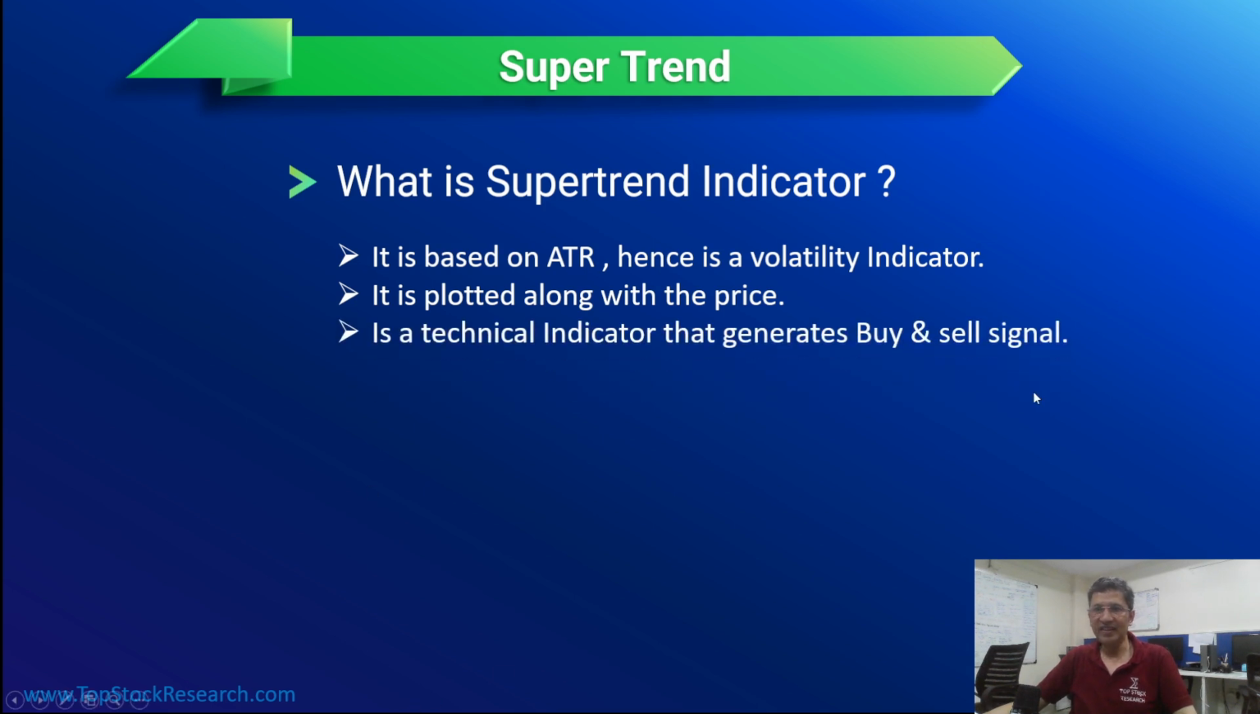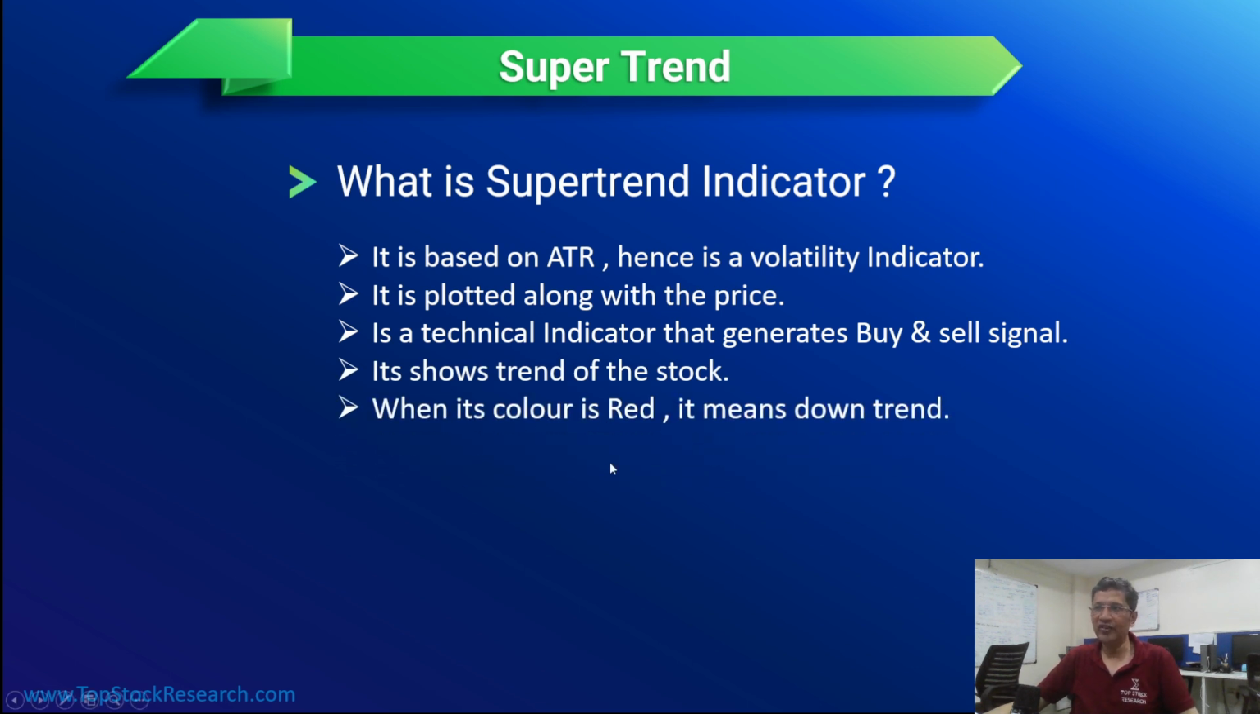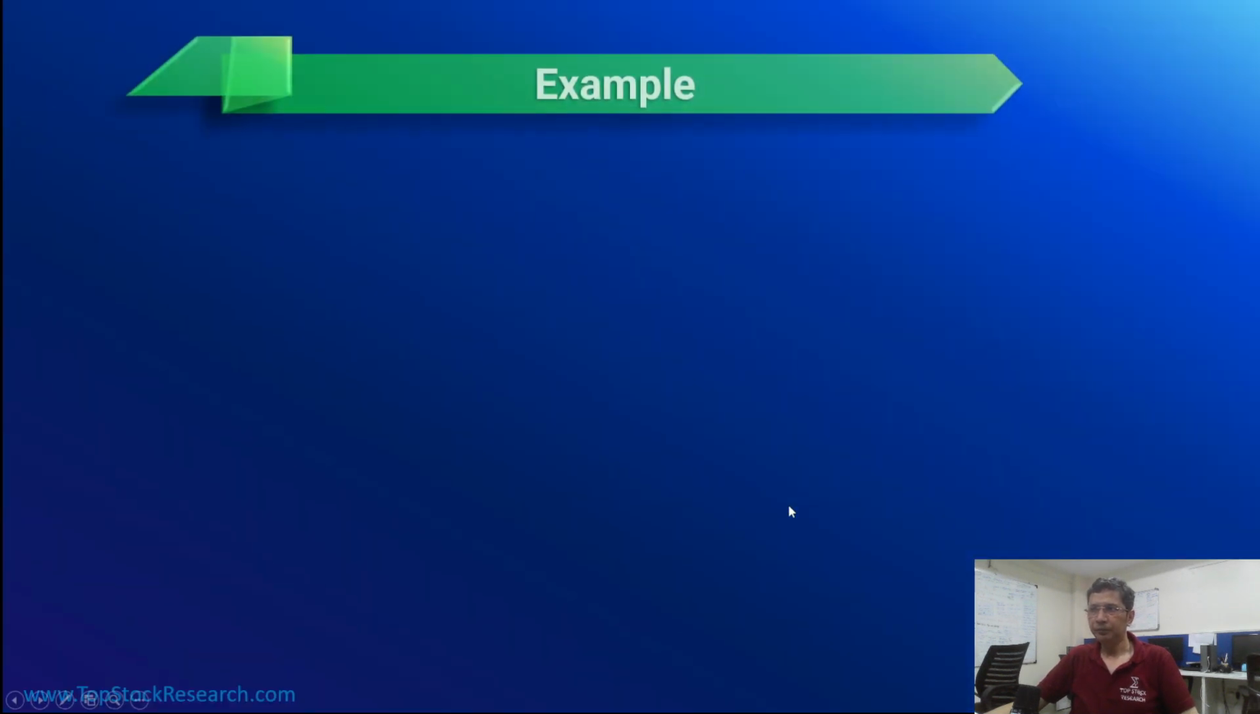It generates buy and sell signals. So the Supertrend indicator alone can give you a very good buy and sell signal, so that it is pretty easy to use. It also shows the trend of the stock, as the name suggests, Supertrend, so it has to show the trend. When it is red color, it means downtrend. When it is green color, it means uptrend, right?